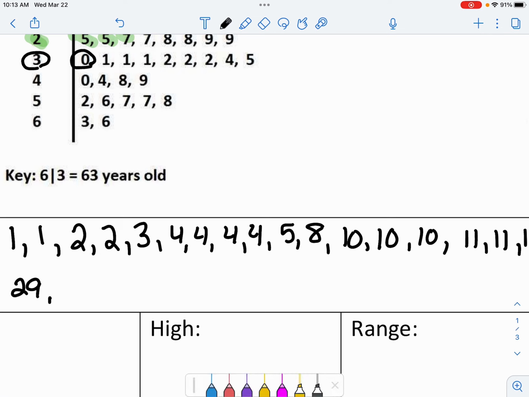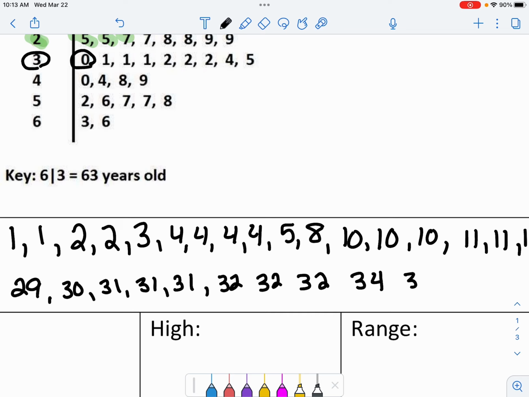So 30 is your first one. And then 31. How many 31s? 3. Good. How many 32s? 3. Okay. And how many 34s? 1. How many 35s? 1. How many 36s? None. Good. All right, and my next student in the back, can you read the ones with the 4s?